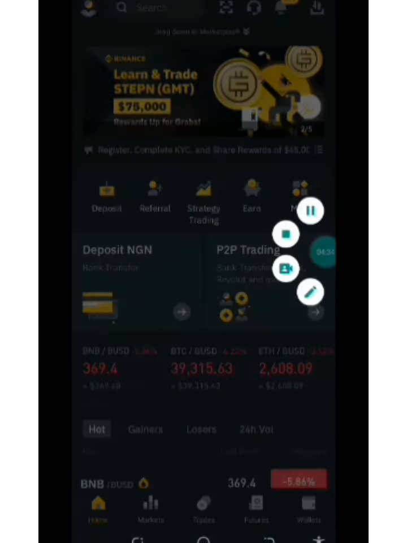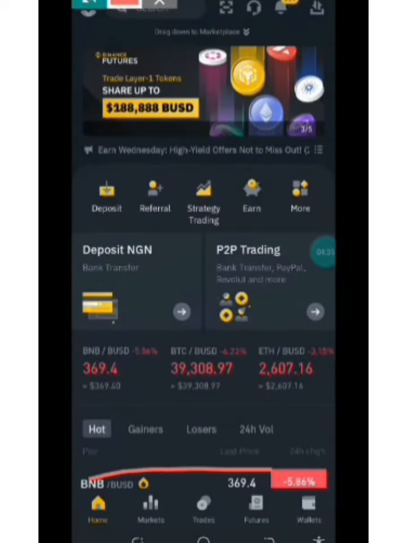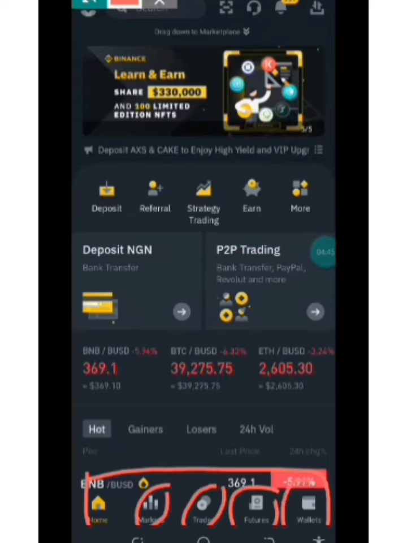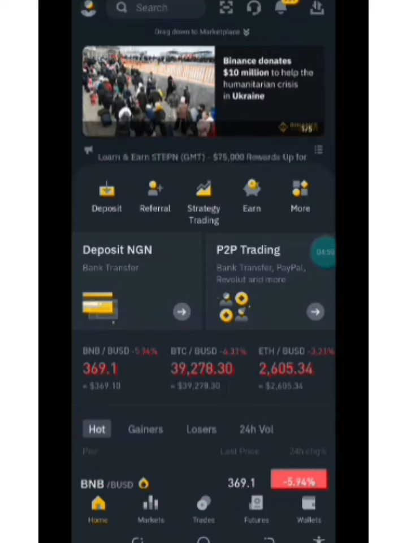I'm talking about this interface down here. This interface here: the home page, the market, the trade, futures, and wallet. So that's what I'll be focusing on tonight. So this is the home page. You're on the home page now.